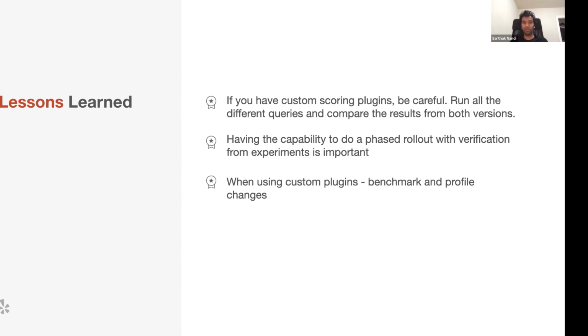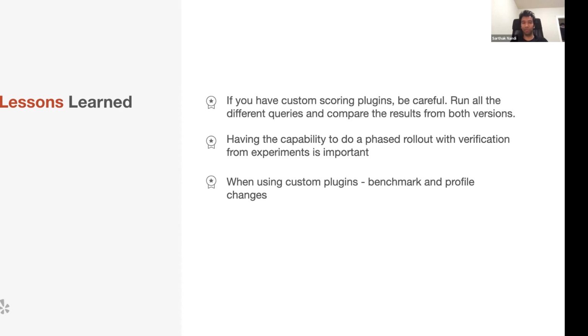Also, if you have scoring plugins, you should be careful when you're doing version upgrades. You should run all the different queries you have and then compare the results from both the old and the new versions. This was how we evaluated the changes for our negative scoring, and this was how we found the change in scores due to the slop factor change.